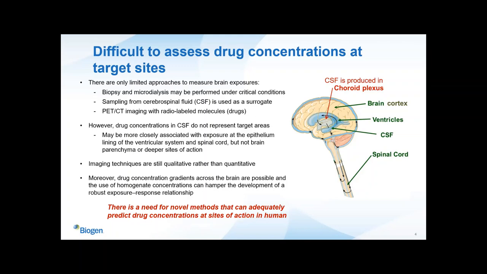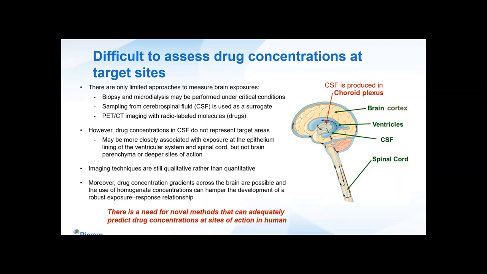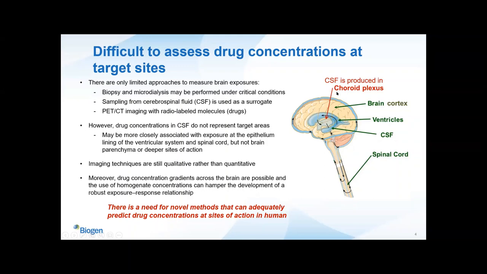On this cartoon, you can see an illustration of where the CSF is generated. It's typically generated in the choroid plexus in the middle of the brain, and then it circulates around the cortical area and goes down along the spinal cord, enclosed in a narrow cavity called the subarachnoid space.